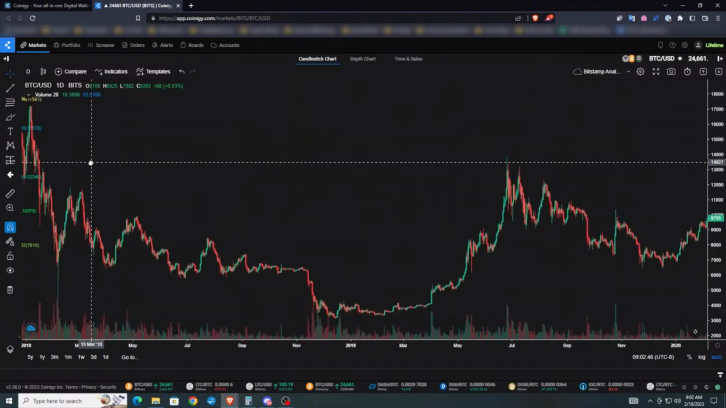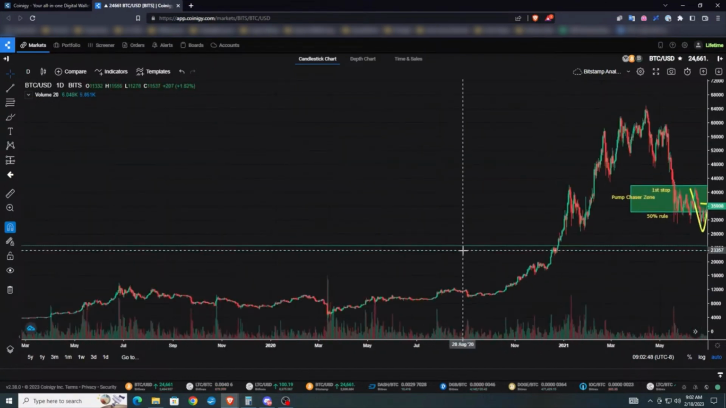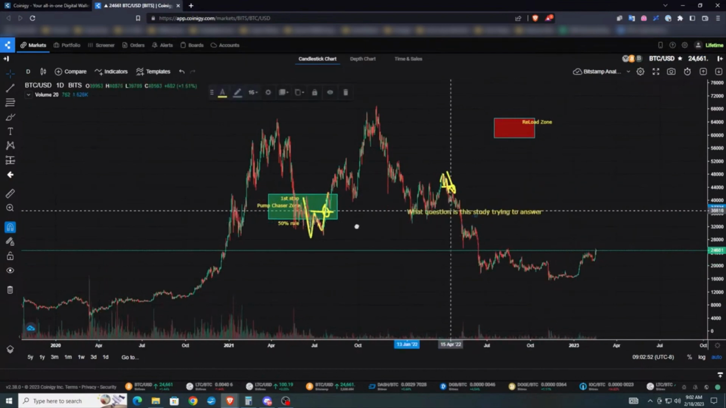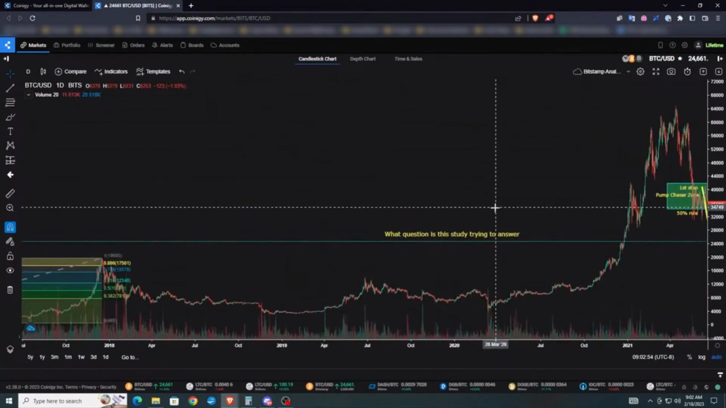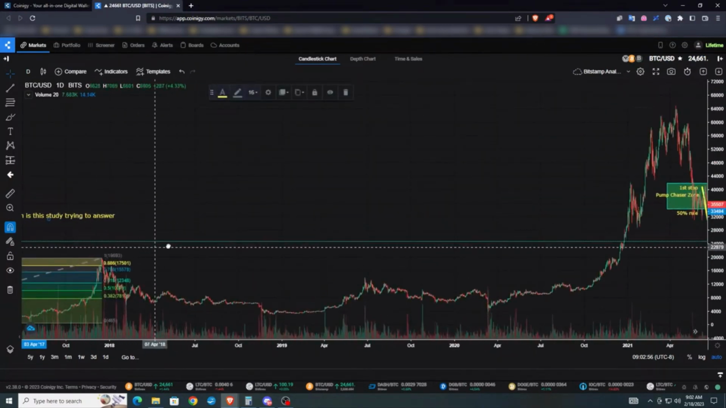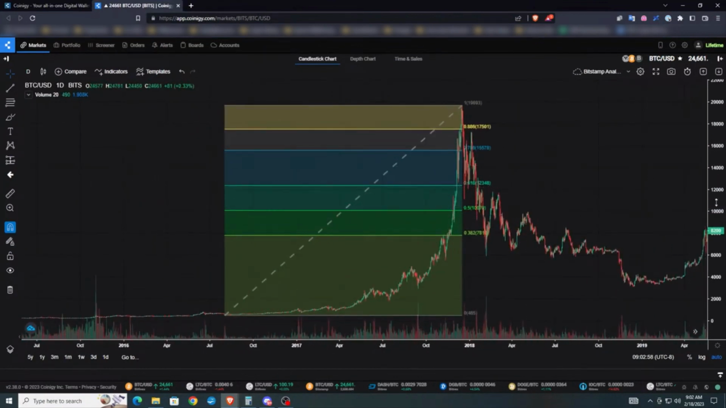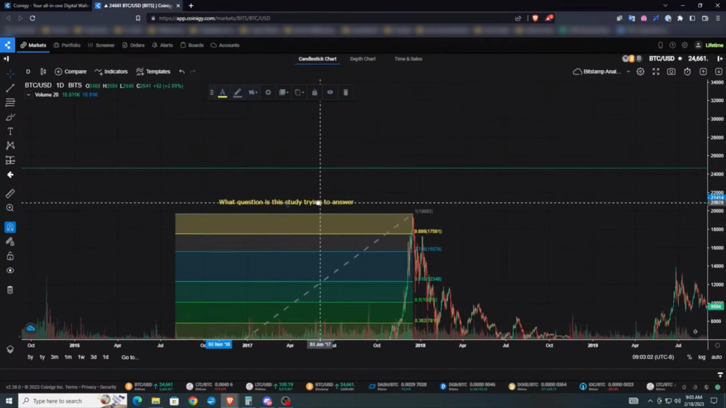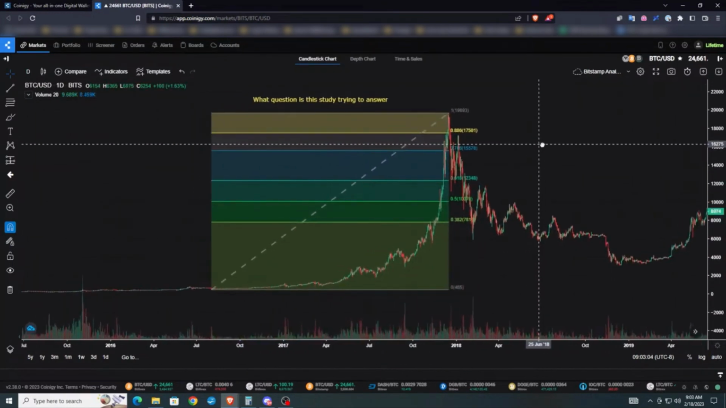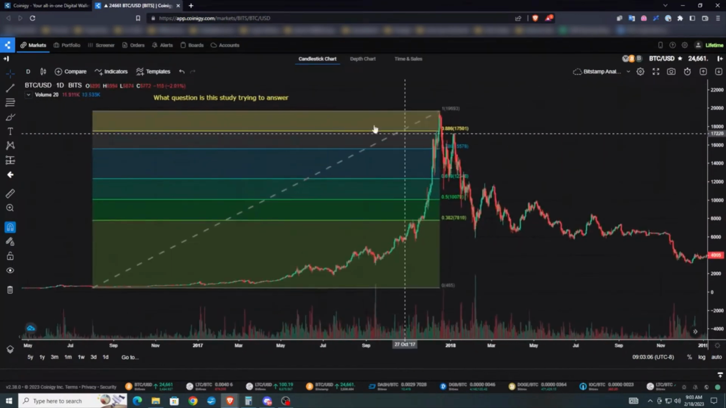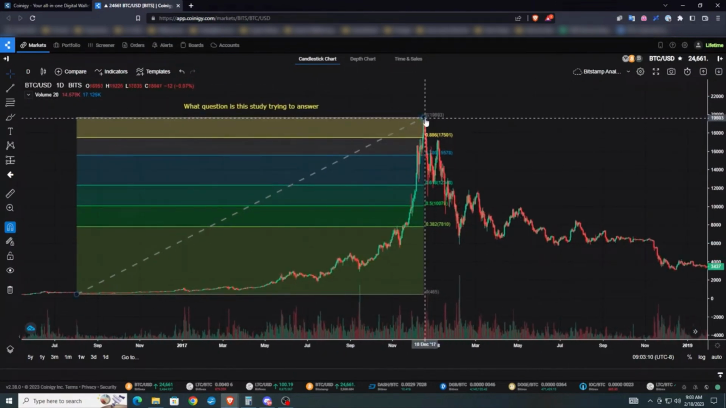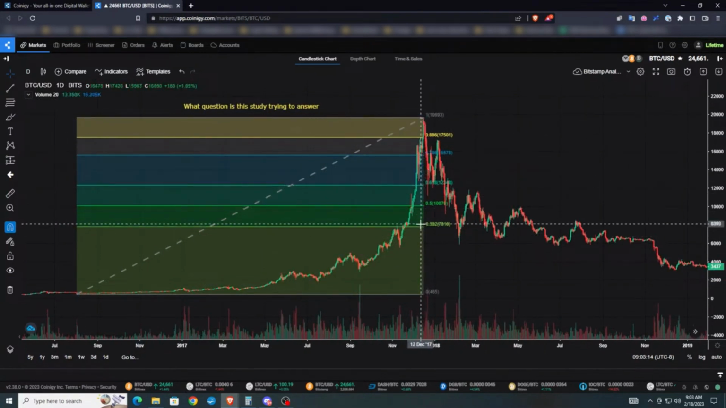And we said, just to make sure, am I drawing this study correctly? Let's go and grab our question. Not a bad idea for you to actually just write it on your screen. Where's our question? There it is. What question is this study trying to answer? And it's trying to answer how much of this move is the market likely to take back.